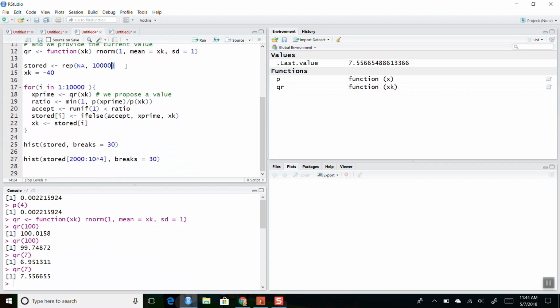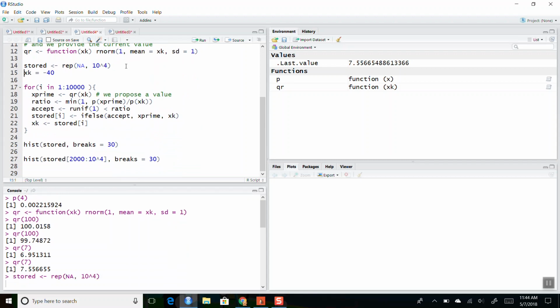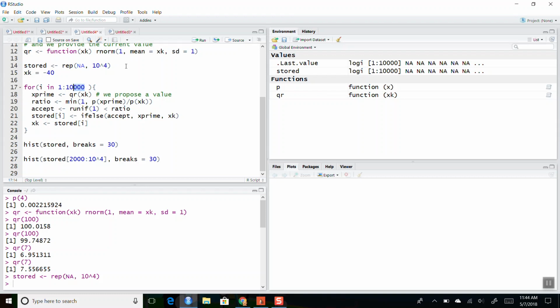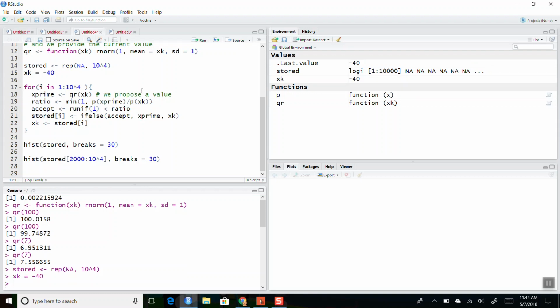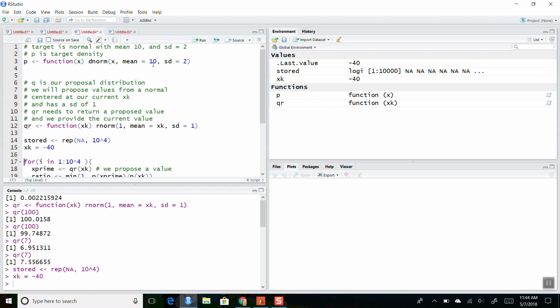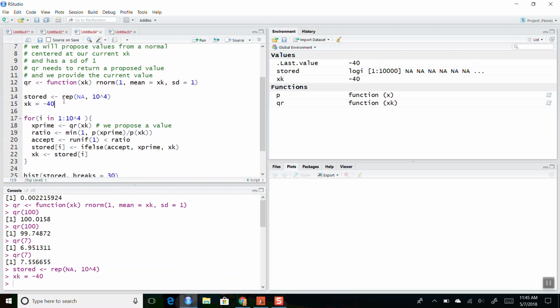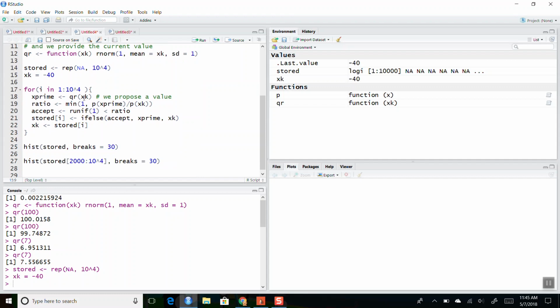I'm going to store my values here. We'll do 10 to the 4. And I'm going to purposely start off at a terrible location, xk equal to -40. Remember, our target distribution has a mean of 10 and a standard deviation of 2, which means about 95% of my values should be between 2 standard deviations below and above, so from 6 to 14, and almost 100% of my values should go from 4 to 16. So I would never get a value like -40, but I'm purposely going to start off in this terrible location of -40. And then watch what we do.